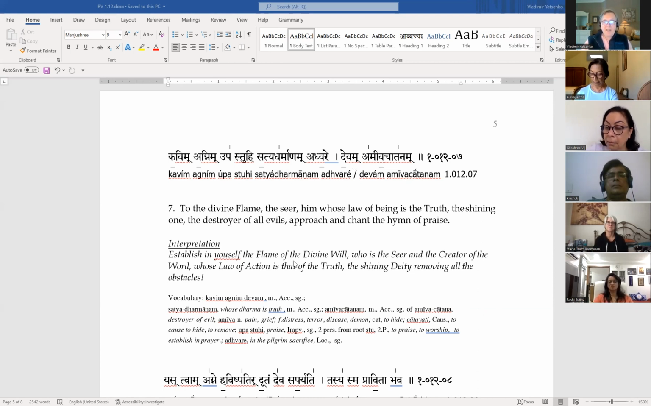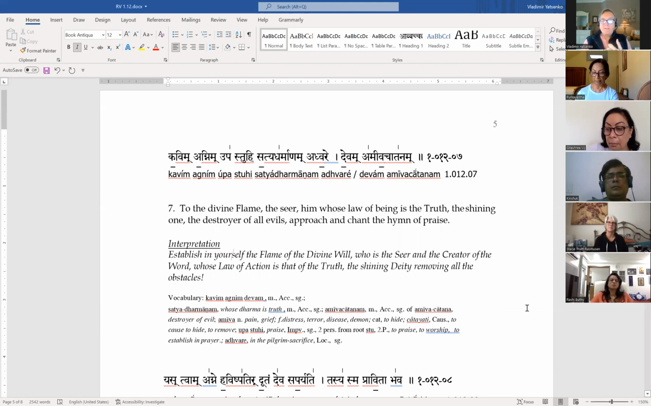Establish in yourself the flame of the divine will, who is the seer and the creator of the word. Kavi, the seer and the creator of the word, is the phrase I'm using for Kavi, one word. He is the seer and the poet. Whose law of action is that of the truth, Satyadharmanam. The shining deity, Devam, removing all the obstacles, Amivachatanam.